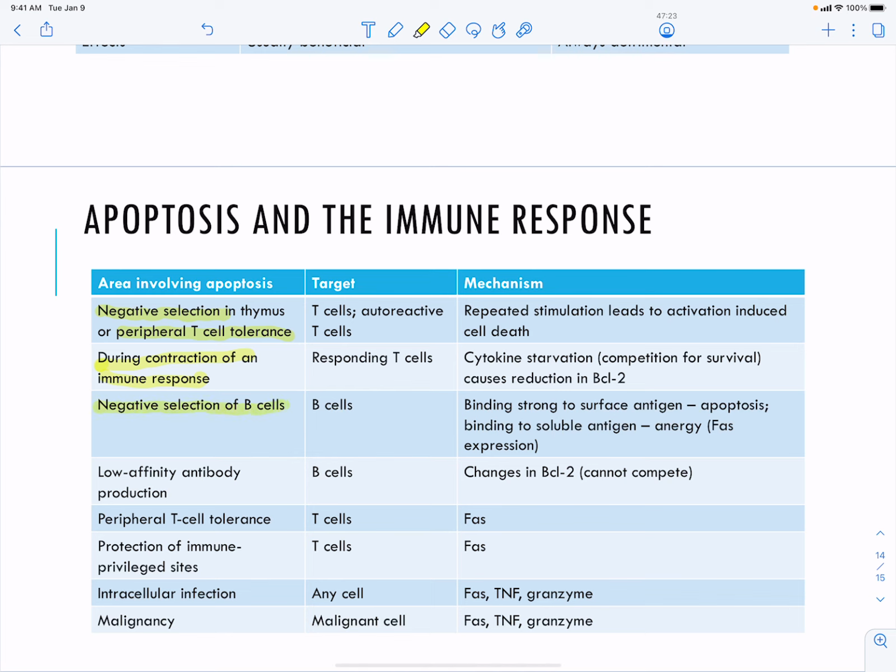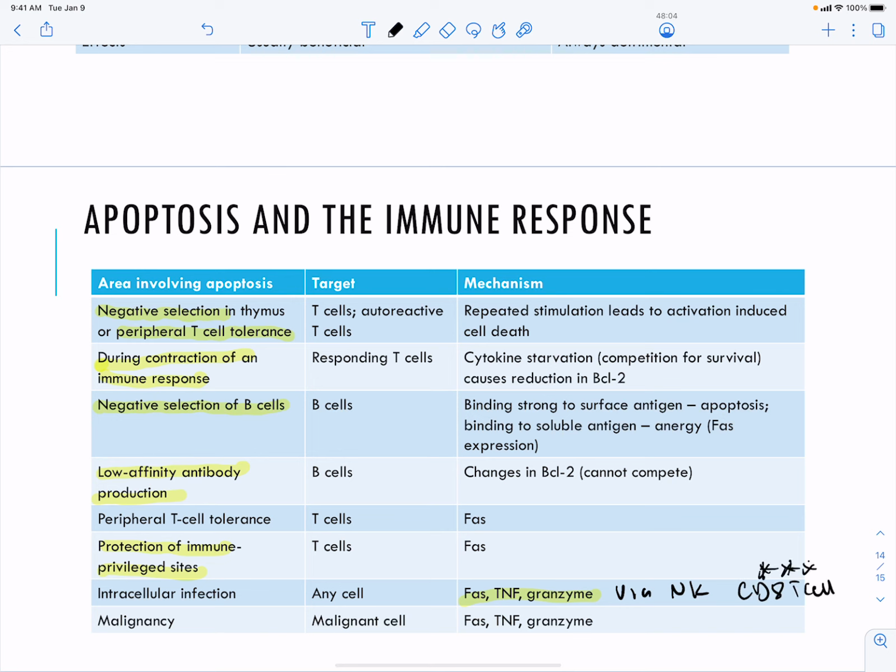Negative selection of B cells, again, this is a tolerance mechanism in the bone marrow. We have B cells that are going through clonal expansion in the germinal center reaction, and if they can't compete and they are low affinity, they don't bind very well, they undergo apoptosis. We mentioned already peripheral T cell tolerance, privileged sites. You have your endothelial cells at privileged sites expressing Fas ligand, so that if any immune cells come in, they get deleted pretty quickly. Intracellular infection, and this is through your NK cells and via NK, mostly CD8 T cells.